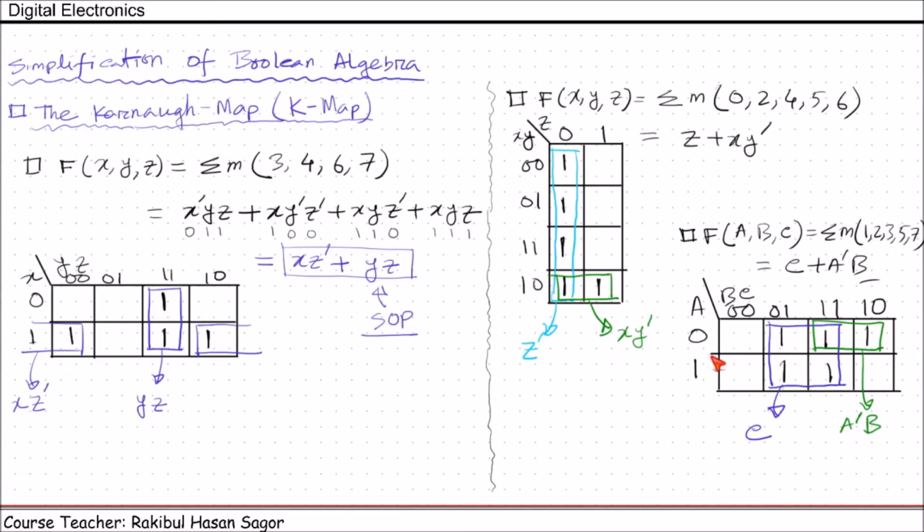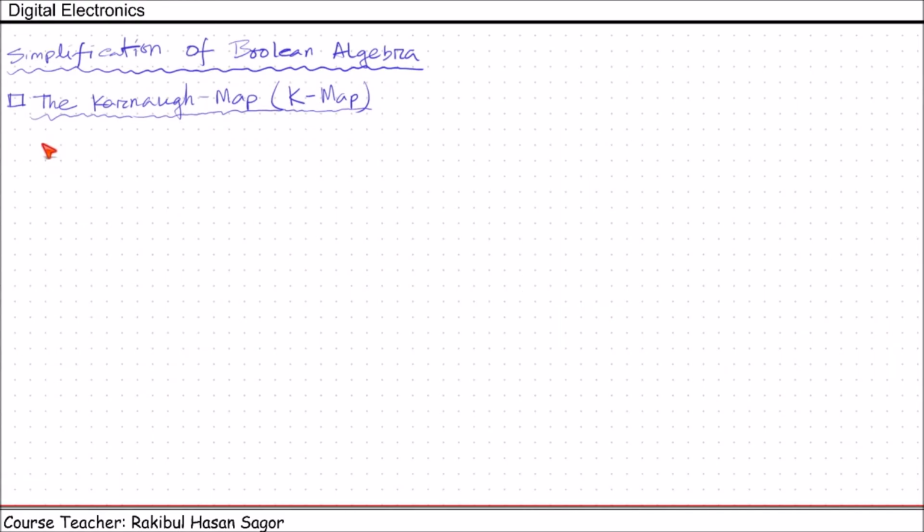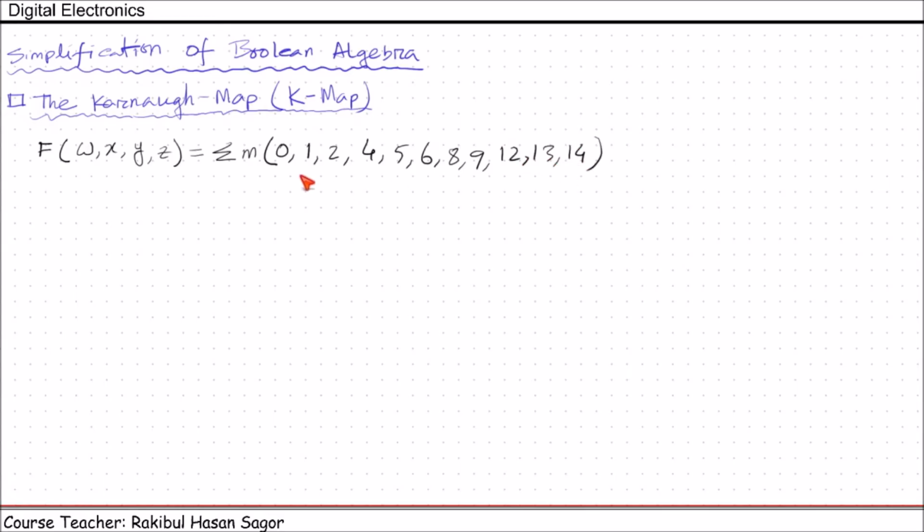Let us solve some examples for the 4 variable case. Suppose we need to simplify a Boolean function having four variables w, x, y, z, which has sum of minterms 0, 1, 2, 4, 5, 6, 8, 9, 12, 13, 14. Here 0 means wxyz is having value 0, 0, 0, 0. 1 means wxyz is having value 0, 0, 0, 1. First, let's draw the four variable Karnaugh map.